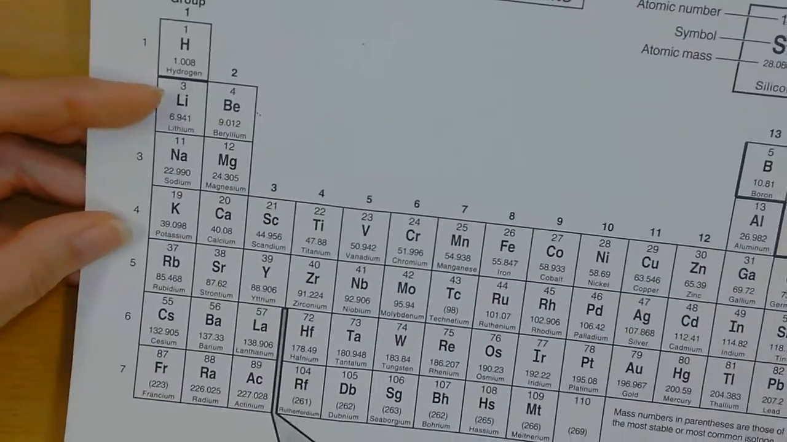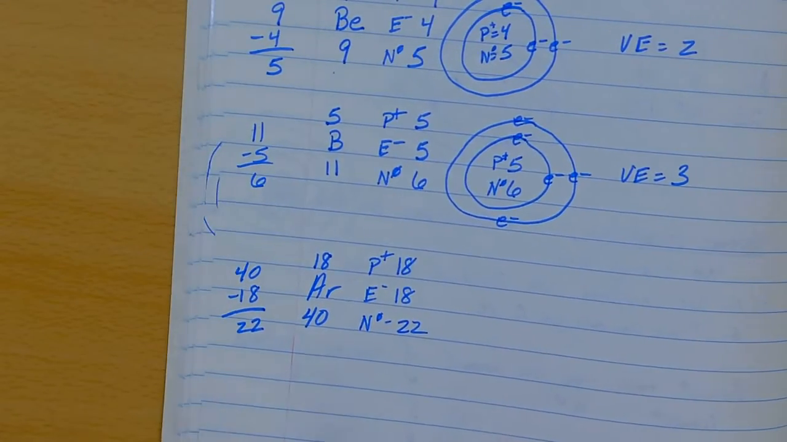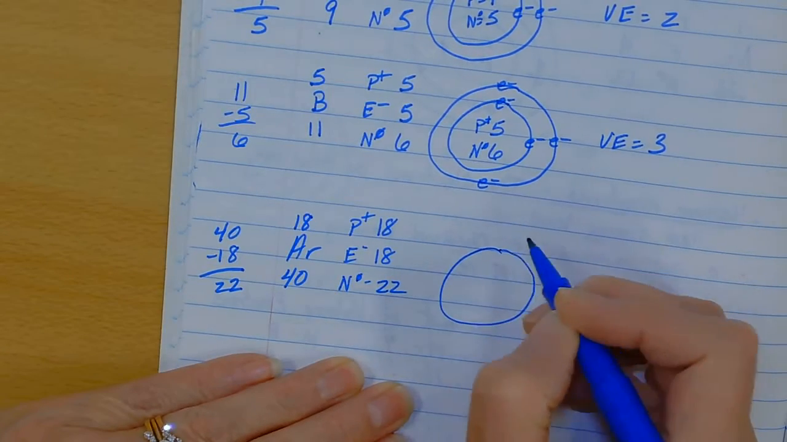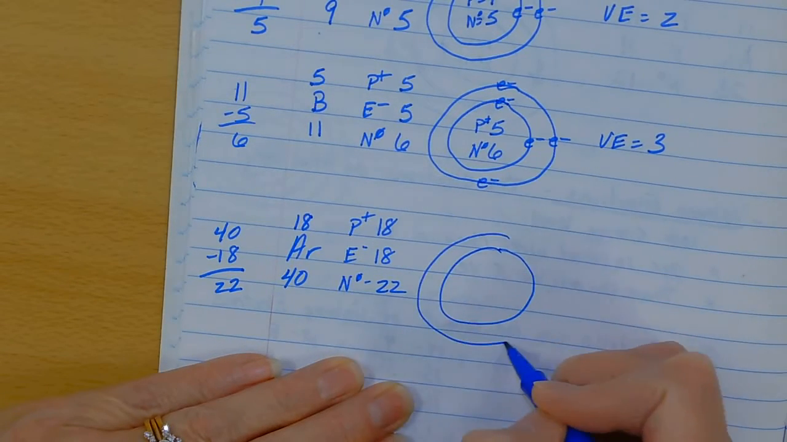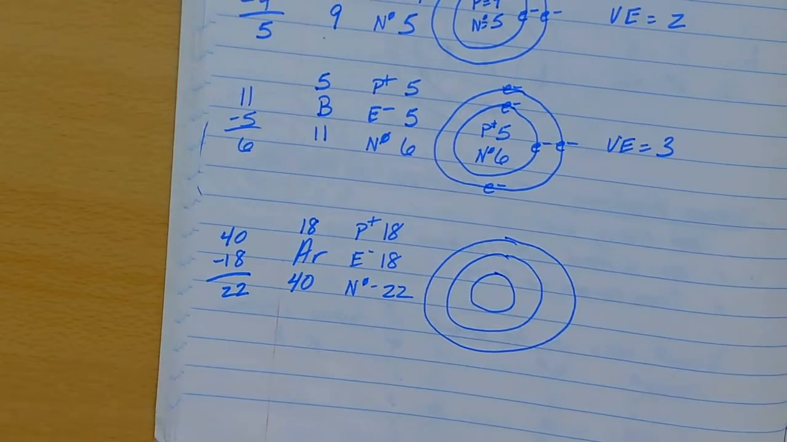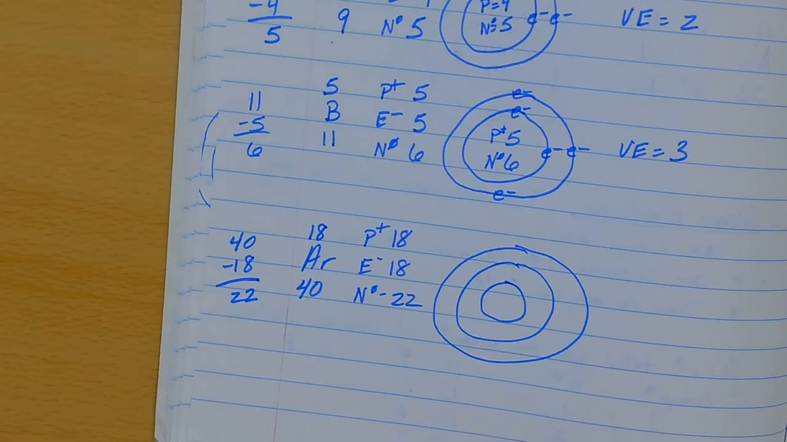Argon, we trace it over, is in period 3. So it's in period 3. That means I need 3 energy levels. So 1, 2, put it in the middle, 3. So I have 3 energy levels that now I have to write extremely small in the middle.